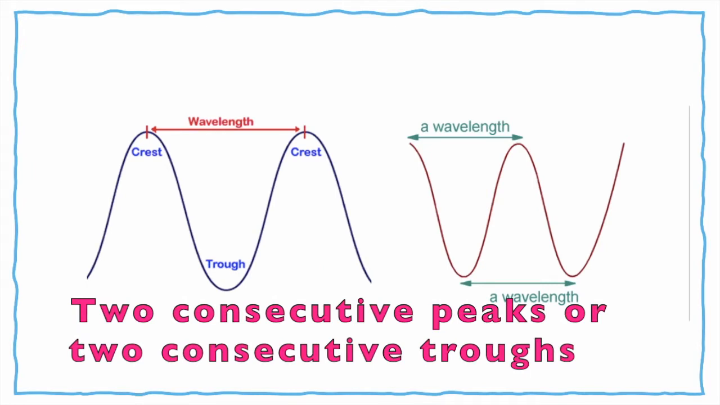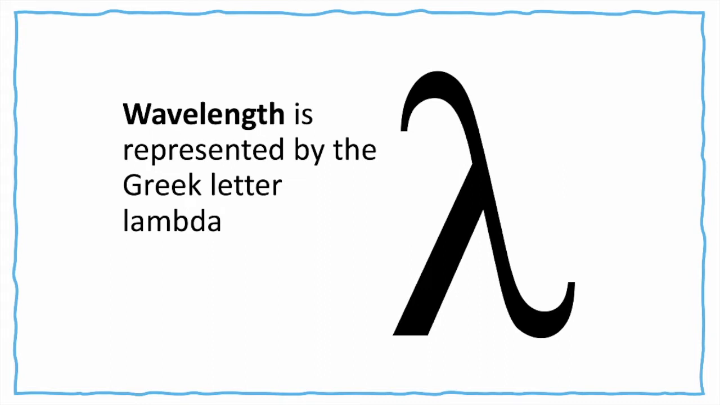The wavelength is the distance between two consecutive peaks or two consecutive troughs. Wavelengths are typically measured in meters. And when we're working with equations, we use the Greek letter lambda to denote wavelength.